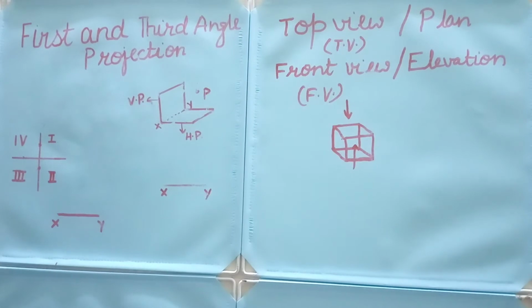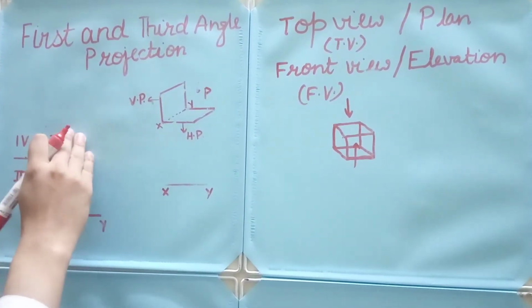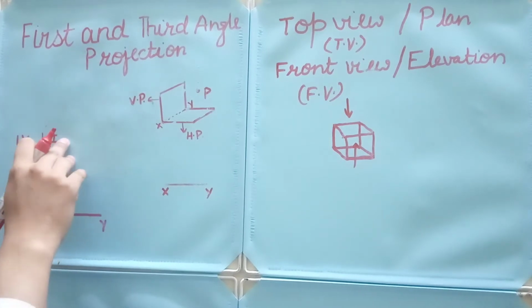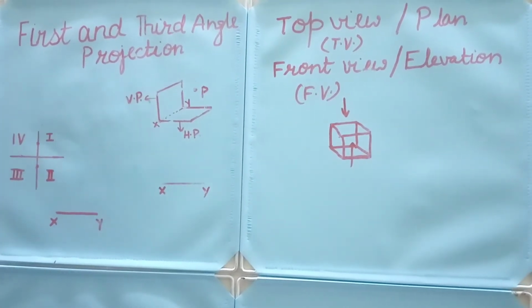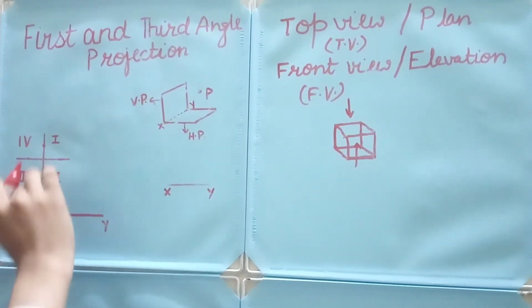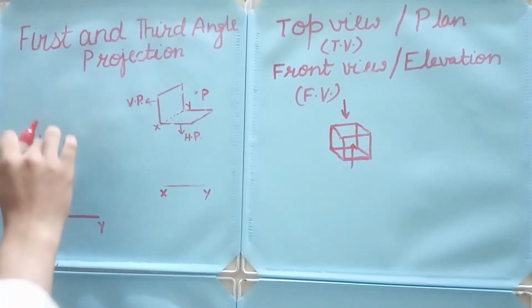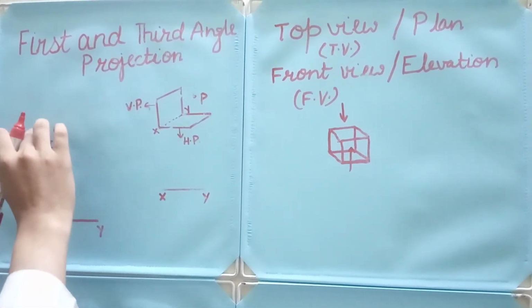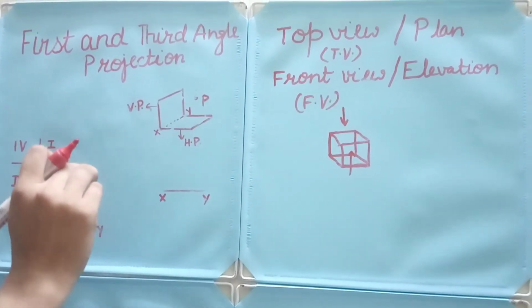Now coming to first angle and third angle projection, we have a coordinate system of quadrants. This is the first quadrant, then the second, third and fourth quadrant. Basically these are two planes: one is the vertical plane and the other is the horizontal plane. For the first quadrant we have the vertical plane in this direction and the horizontal plane in this direction, just like this figure.